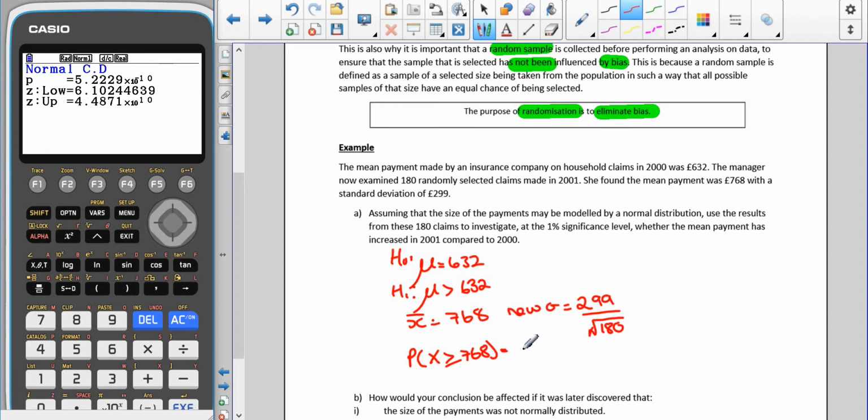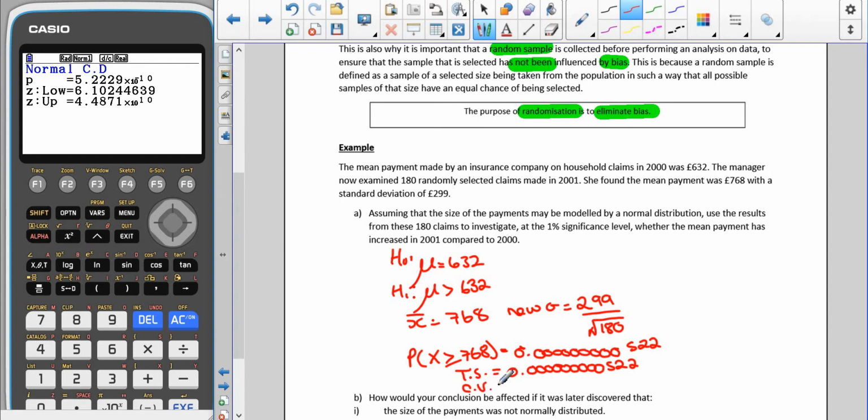So that gives us 0.9 zeros there, 522. That is our test statistic. You could keep it in standard form if you wanted to, due to the fact that it is a very small number. 1, 2, 3, 4, 5, 6, 7, 8, 9. Remember, this is standard form here.